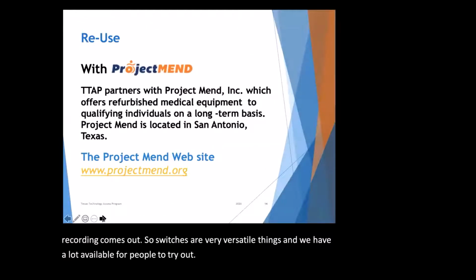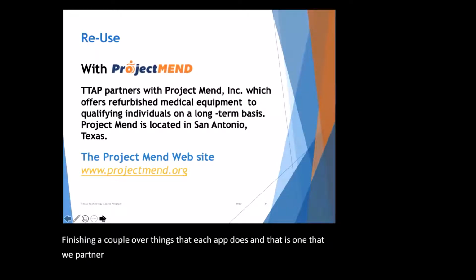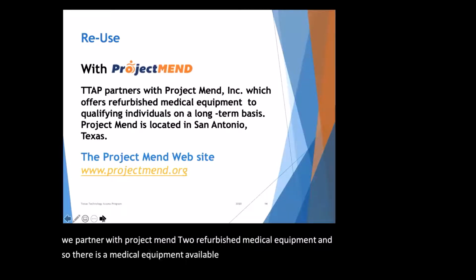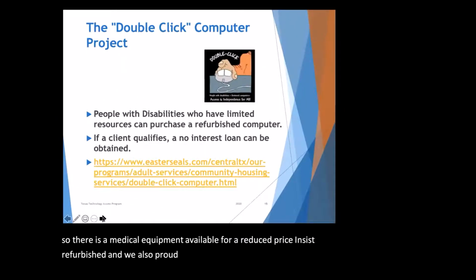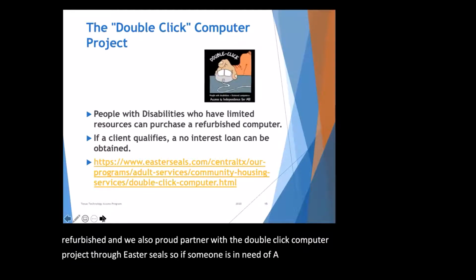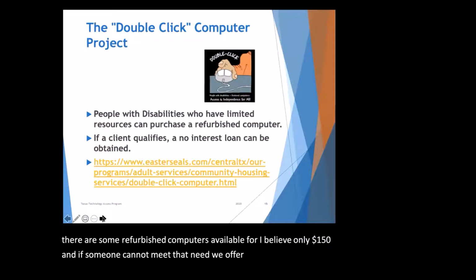Okay, I just want to mention a couple other things that TTAP does. We partner with Project Mend to refurbish medical equipment, and so there is some medical equipment available for a reduced price since it's refurbished. We also partner with the DoubleClick Computer Project through Easter Seals. So if someone is in need of a computer, there are some refurbished computers available for, I believe, only $150. And if someone cannot meet that need, we offer a no interest loan so that they can pay it out over time.